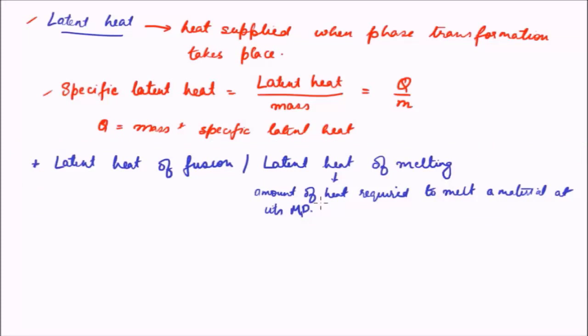Why? Because when we supply heat, the kinetic energy of the particles increases, and the average kinetic energy of the particles is known as the temperature. Hence, the temperature should increase. But what is happening here? Here the heat which we are supplying is actually going into increasing the interatomic or intermolecular distance.